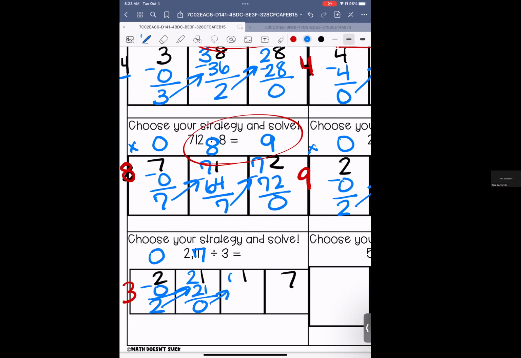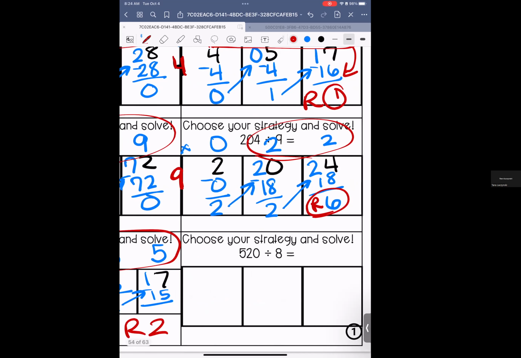Subtract for 0. Bring it next door. 3 goes into 1 0 times. We still have to put that 0 in place to show that we tried. We still subtract 0. We get 1. We bring it next door. 3 goes into 17 5 times. 5 times 3 is 15. Subtract for 2. Our answer is 705 with a remainder of 2.